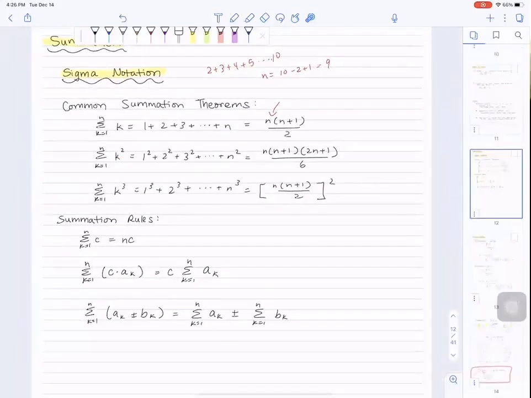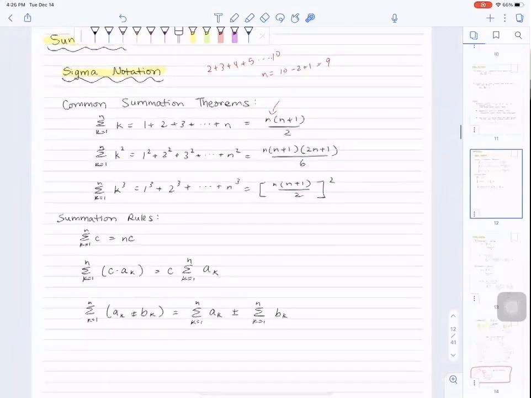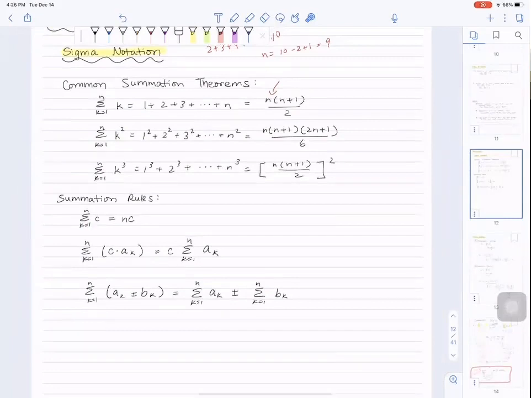If you have the sum of k squared, this is the formula, etc. Summation rules: if you're doing the summation of a constant, like the sum from k equals 1 to 3 of 2, think about what that's showing. If k equals 1, k equals 2, k equals 3, no matter what, your expression is always 2. So you're just adding 2 every single time, which turns out to be 2 times how many terms you have, or 6.